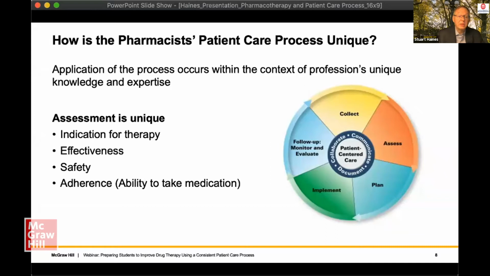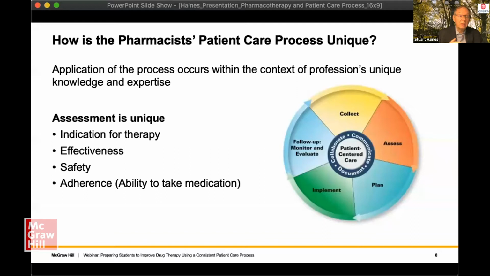And they're addressed in that order. We teach our students to address them in that order because if a therapy isn't indicated or isn't effective, focusing in on adherence issues is really not the appropriate thing to do. It's really to address the indications and effectiveness.